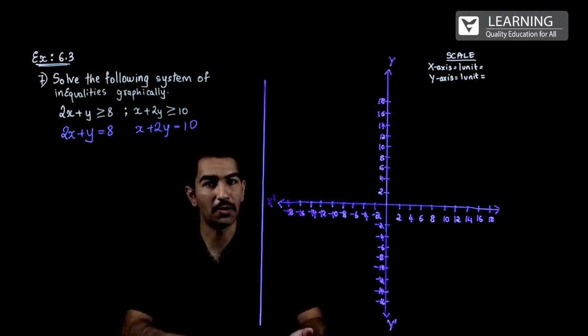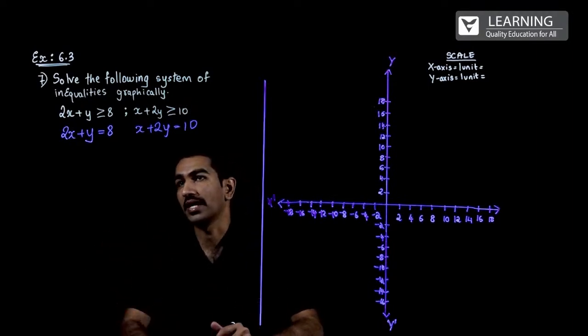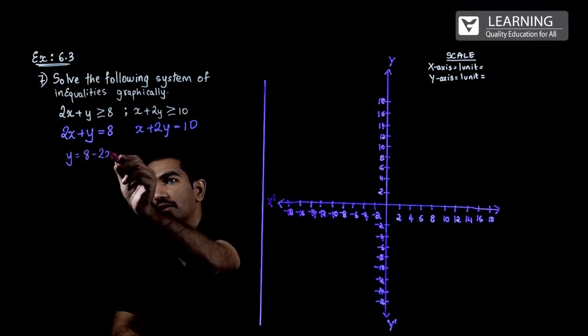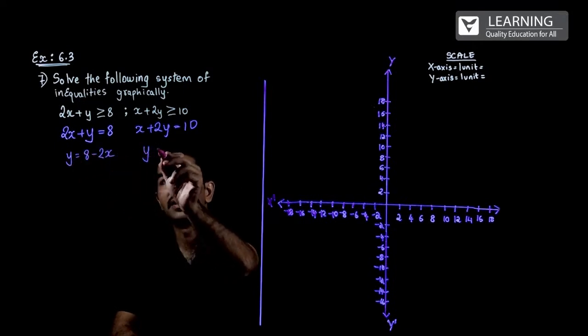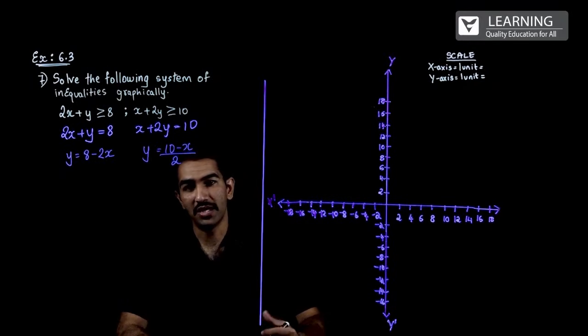Whichever problem you are doing, not only this problem, any problem you are doing, find out what is y. So what is y here? Y will be equal to 8 minus 2x. And what is y here? Y is equal to 10 minus x, the whole divided by 2. So this is step number 2. What is step number 3?